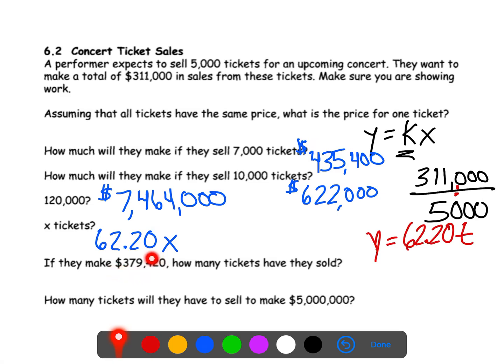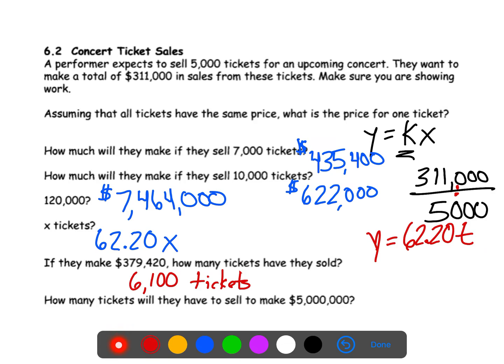So if I take the earnings, divide it by the cost per ticket, it will tell me how many tickets were sold. And that quantity is 6,100. Remember, we're not talking dollars anymore. This is tickets. And if we do the same for $5 million in earnings, how many tickets will they have to sell to make $5 million? I take 5 million, divide by the cost per ticket, and that will tell me how many tickets would need to be sold.